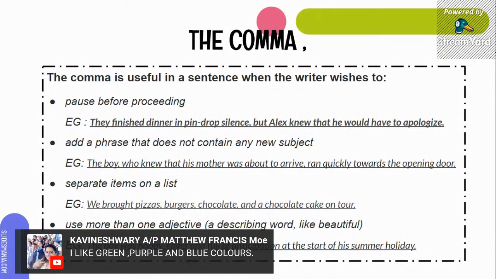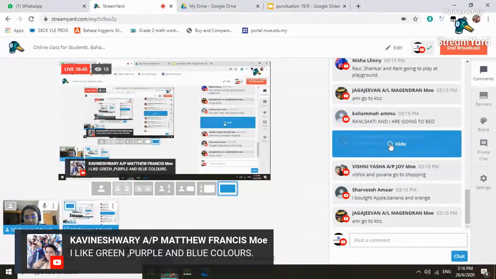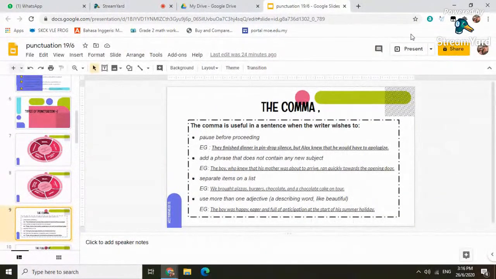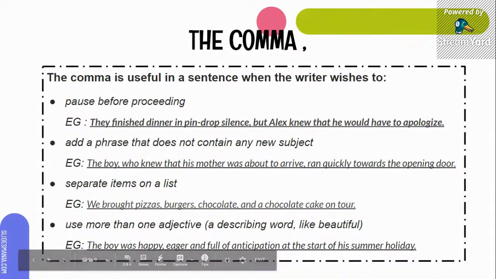Vishni and you wanna go to shopping. That's incorrect because there's no comma in your sentence. Kavya bought a packet of oranges, a comb of bananas, and a punnet of strawberries at fruit stall. Very good, Kavya. Okay, now let us continue.